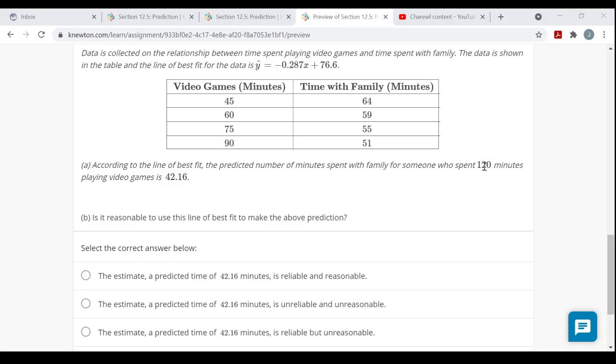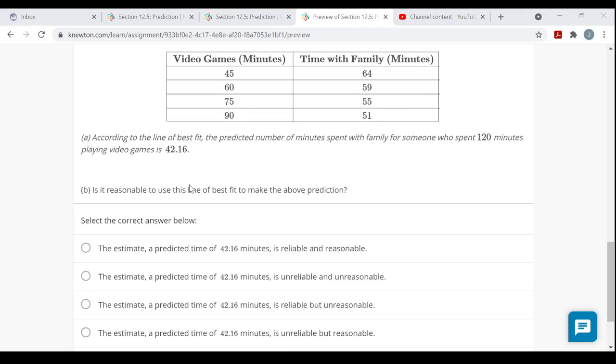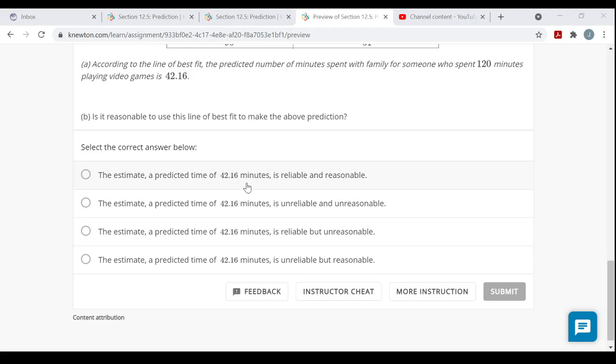So yes, I'm doing extrapolation. So the prediction I make is unreliable, less reliable than anything in between 45 and 90. But it is reasonable, this prediction, because it is within the realm of possibility. Again, if this came up negative, or if the number came up as some number of minutes that were longer than the number of minutes in a day, if it came up gigantic, I'd say, whoa, there's something wrong here. That's an unreasonable guess. But 42.16 minutes is reasonable. So this estimated time is, again, unreliable, but I'd say it was reasonable.